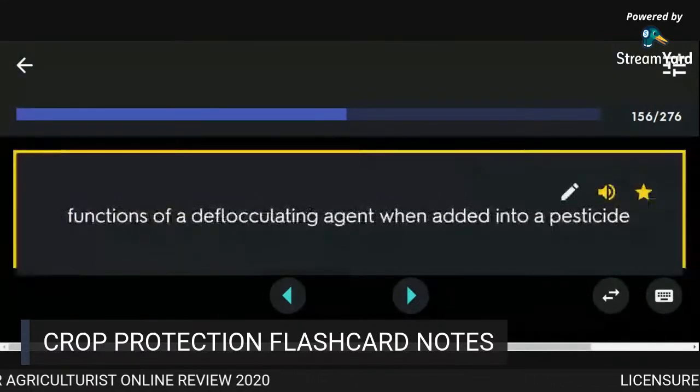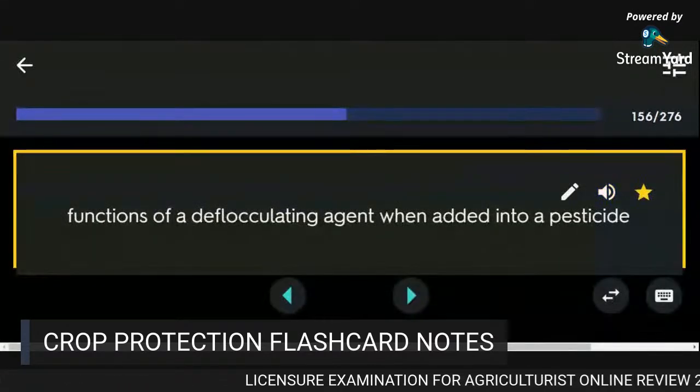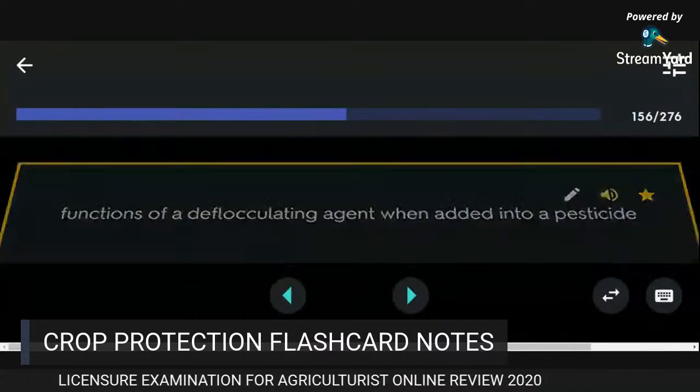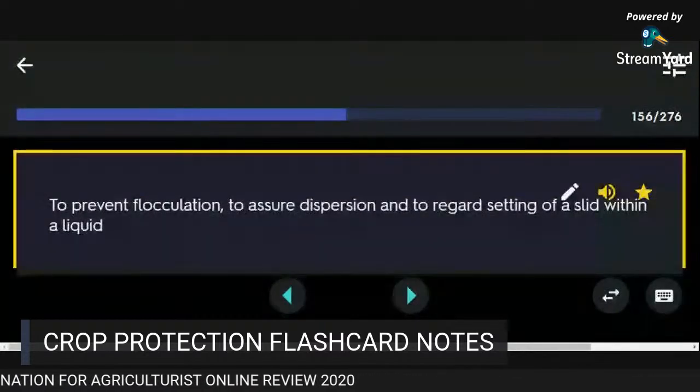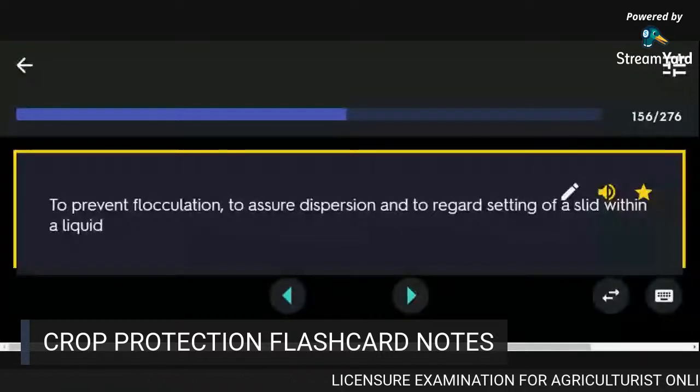Functions of a deflocculating agent when added: to prevent flocculation, to assure dispersion and to retard settling of a solid within a liquid.